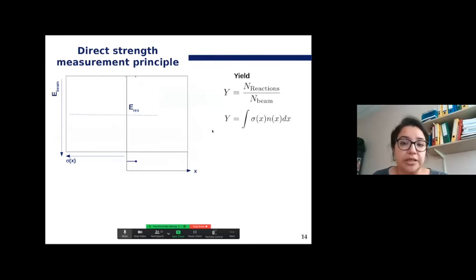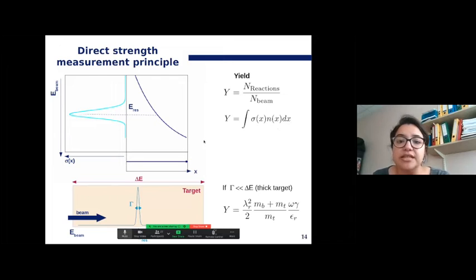Okay, so the principle is based on the measurement of the yield of the reaction. Experimentally, it's simply the number of reactions that occur for a number of incident beam particles. It is also defined as the integral of the reaction cross-section times the density of the target through a given target thickness. The cross-section is a function of the target thickness because the energy of the particle changes when the beam goes through the target. And more particularly, for resonant reactions, when the beam reaches a resonant energy, the cross-section becomes maximum.